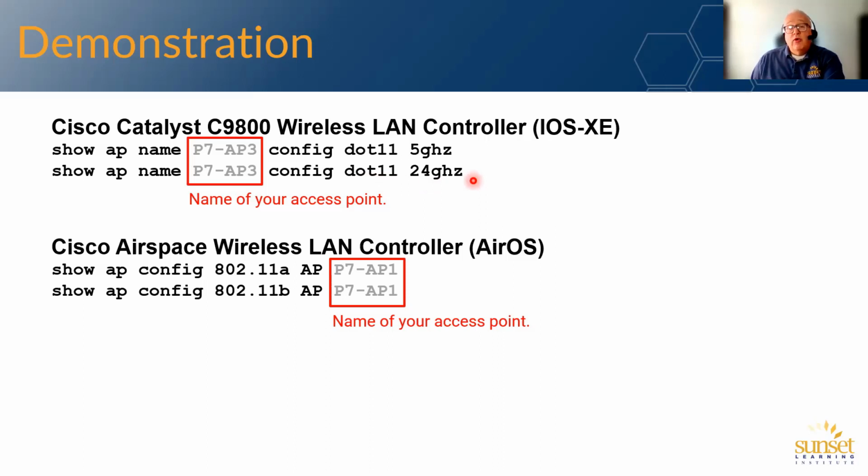Now, I will then show a demonstration on the AireOS operating system. Commands are close to the same, but not quite. And so the command here is show ap config 802.11a and the name of your AP. And that will be for your 5 gigahertz. And then show ap config 802.11b and the AP name. And that'll give an output of the power levels on your AP at 2.4 gigahertz. So let me bring my lab environment over to the screen.